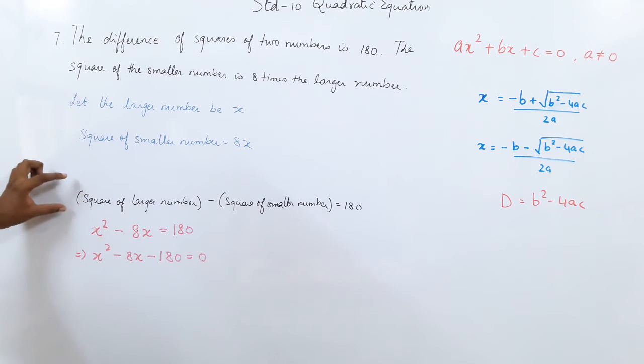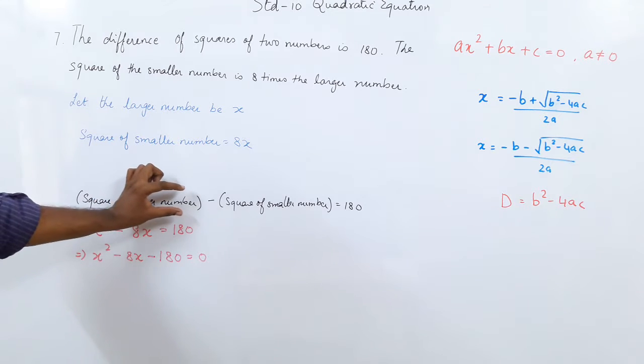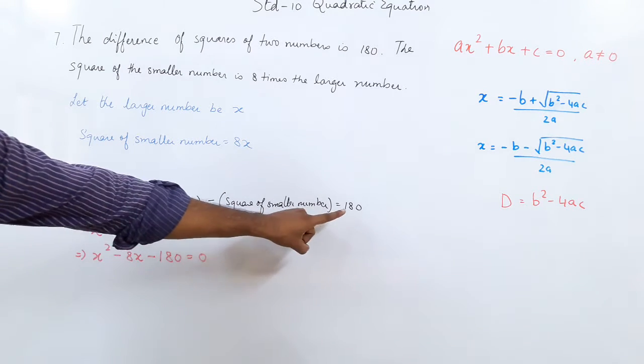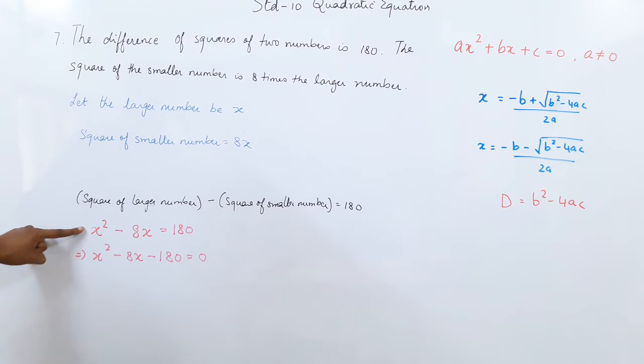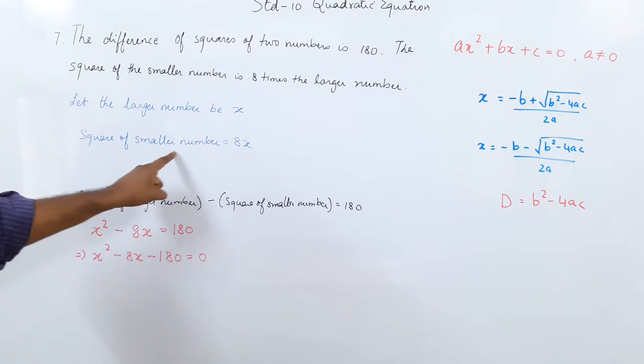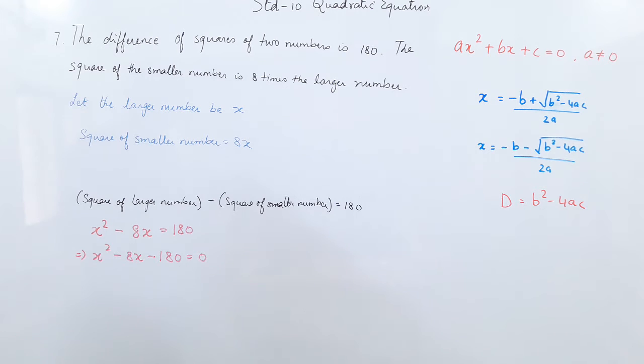The statement given is: square of larger number minus square of smaller number equals 180. The larger number is x, so the square of the larger number is x squared. But here I have been given the square of the smaller number is 8x, so this is the equation I get. And here also I am going to use splitting the middle term.